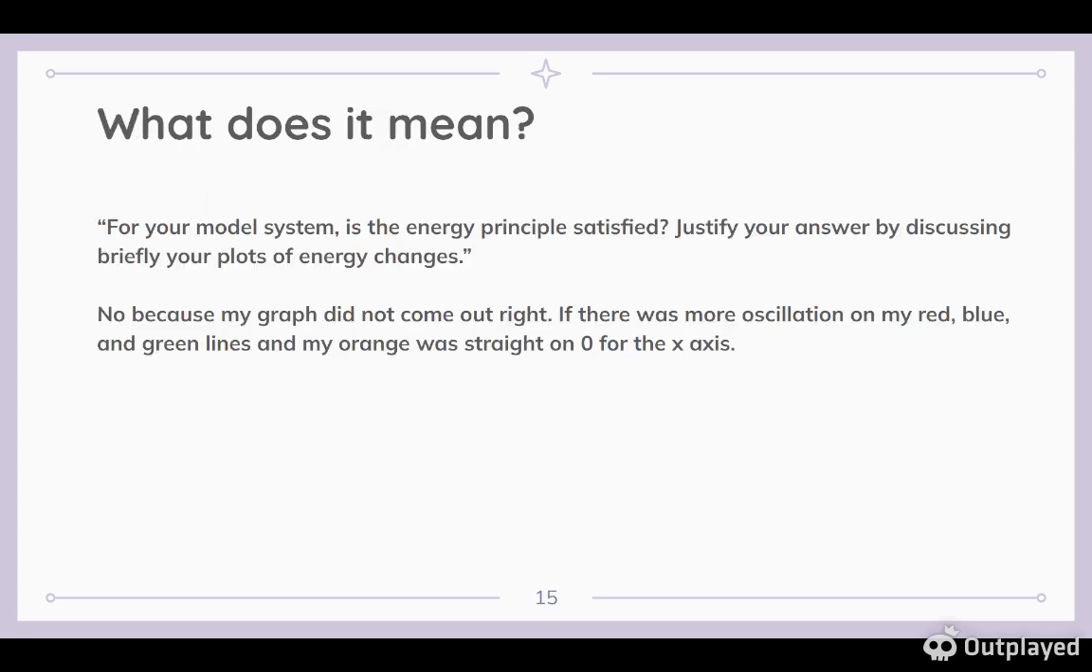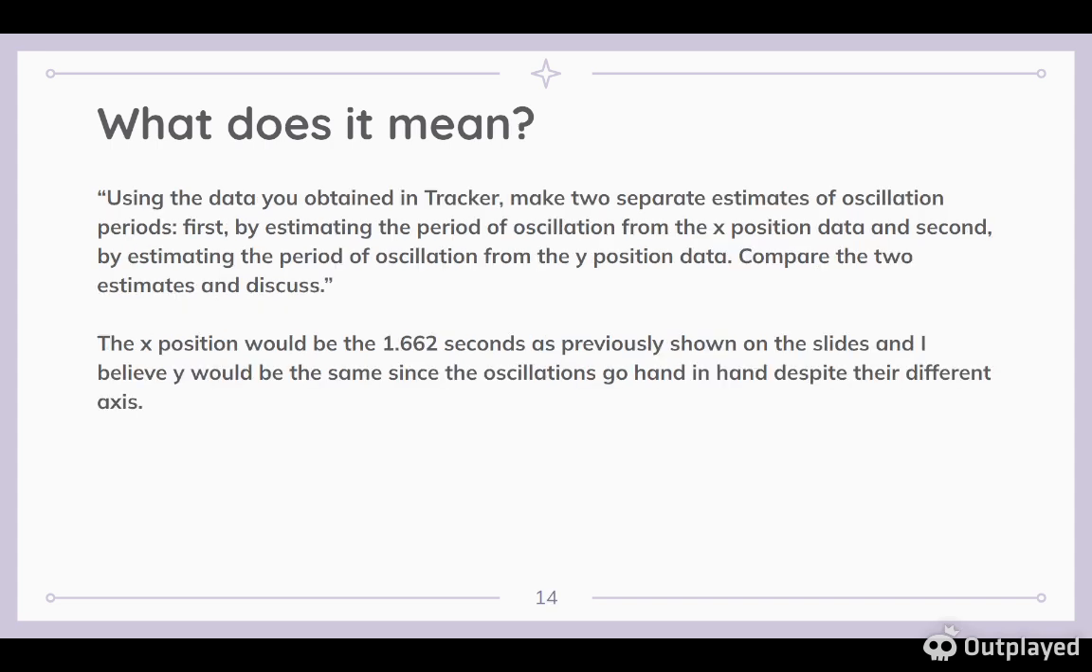What does this mean for your model system? Is the energy principle satisfied? Justify your answer by discussing briefly your plots of energy changes. No, because my graph did not come out right. If there was more oscillation on my red, blue, and green lines, and my orange line was straight on the x-axis, the energy principle would be satisfied.